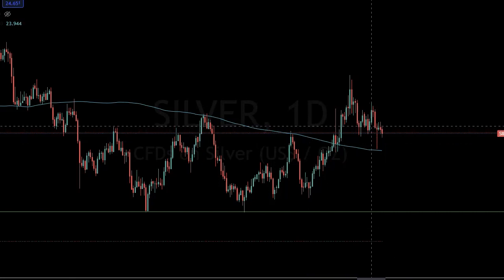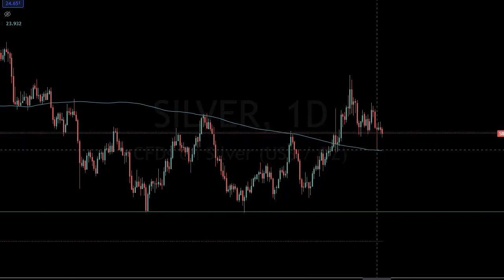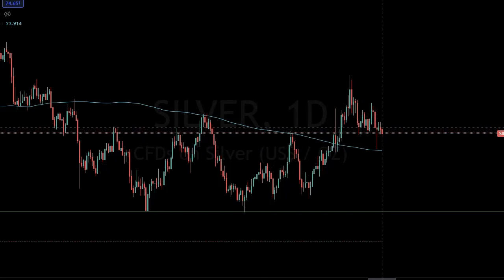And you can notice here that silver had a strong bounce off the 200-day. It didn't make a bottoming tail, but nonetheless that is a big tail. It shows that lots of buyers are there.